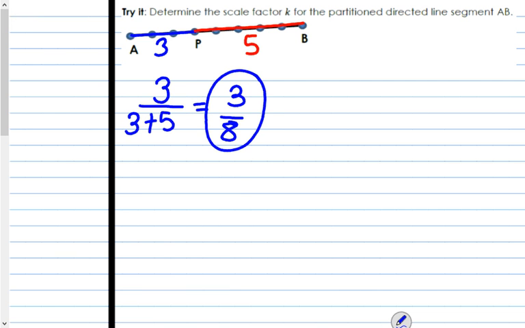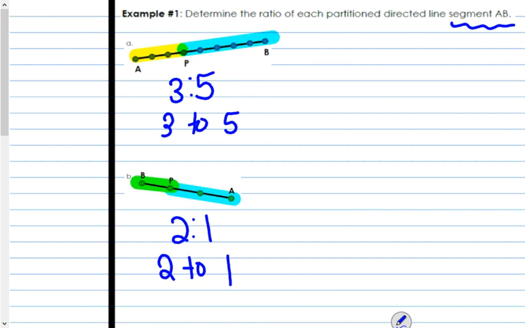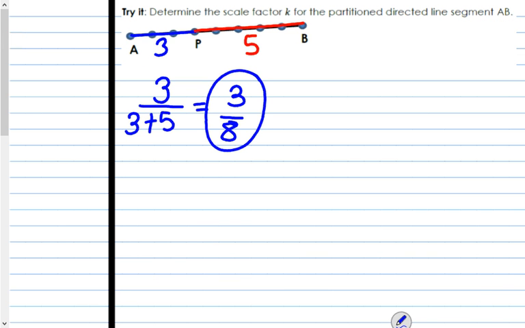Okay, so ratio is part to part, which means I was showing 3 to 5, 2 to 1, but scale factor is part to whole. So from A to P was 3, but the entire line is partitioned into 8 parts, so 3 to 8.